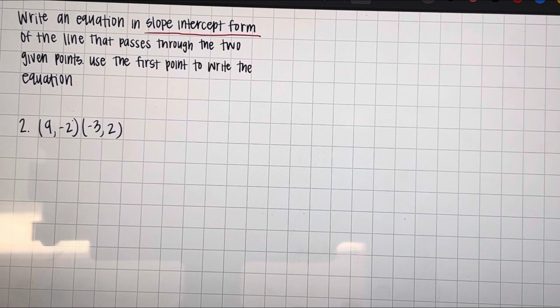Okay guys, we're gonna go ahead and look at number 2. We have the same directions here. Write an equation in slope-intercept form of the line that passes through the 2 given points. Use the first point to write the equation.